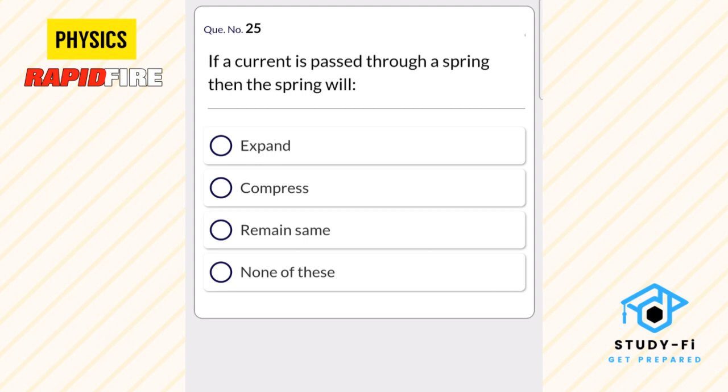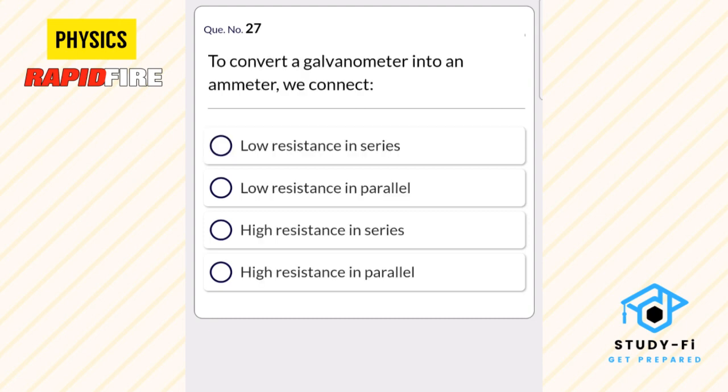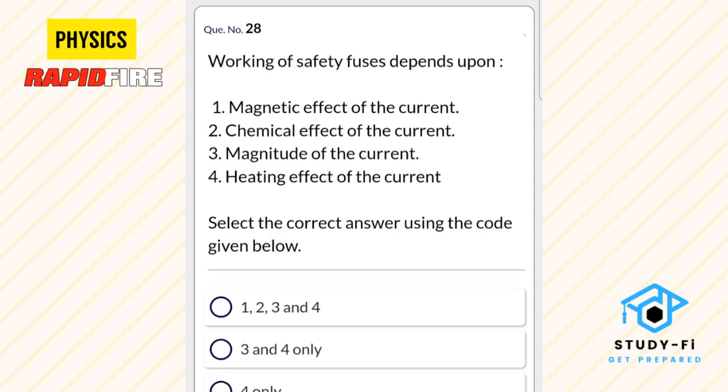If a current is passed through a spring, then the spring will compress. The basic instrument employed to detect current is galvanometer. To convert a galvanometer into an ammeter, we connect low resistance in parallel. Working of safety fuses depends upon magnetic effect of current, chemical effect of current, magnitude of current, heating effect of current. Select the correct answer using the code given below. 3 and 4 are only the right answers.